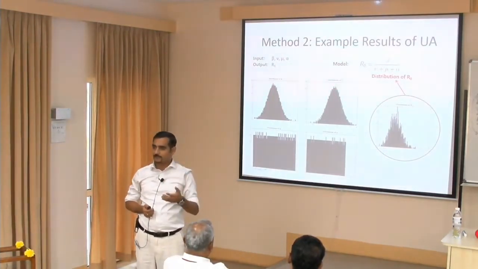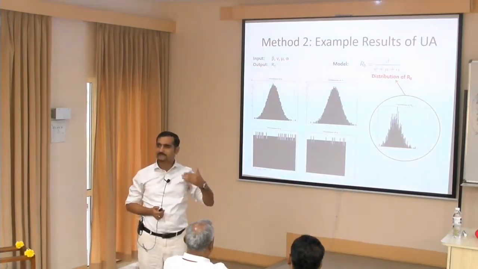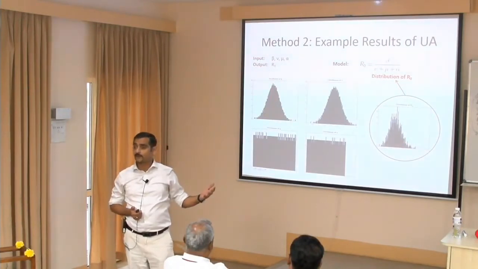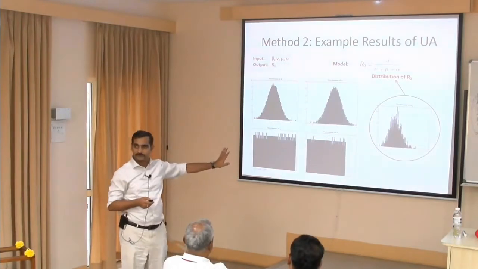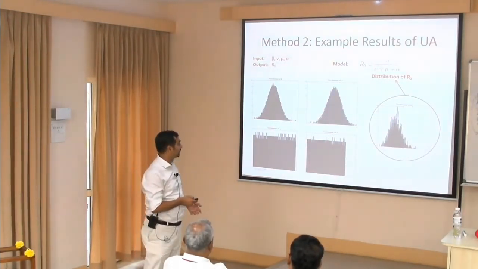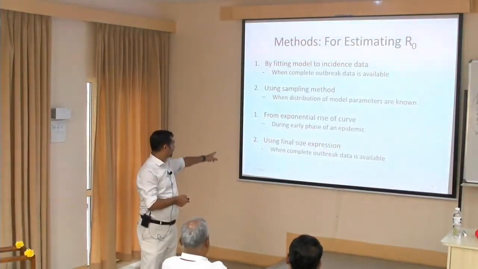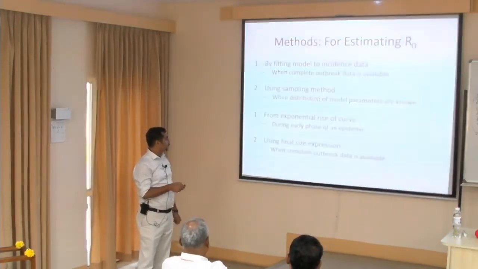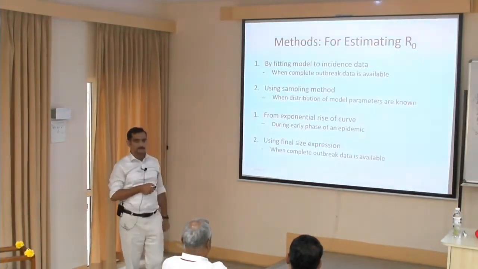Now there are sophisticated methods of sampling. Well, we don't want to go into that; every method has its own sophistication. People work on these methods for their whole life, so they have different variations of these methods. I'm just talking briefly about this so that you get to know how people do real-life research. Now the next method is the exponential rise of the curve, after the sampling method I talked about for when the distribution of model parameters is known.